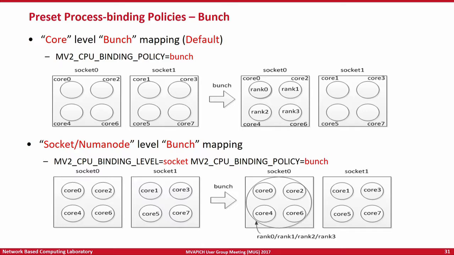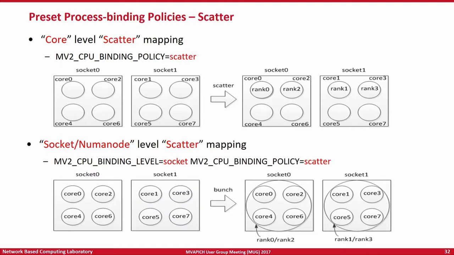We also have a scatter binding policy. If you look at bunch, you would see that all the ranks are bound down to socket 0. But if you look at scatter, you will see that it will be rank 0, then rank 1, rank 2 and rank 3, so it's in a scattered fashion. Again, you have a core level and socket level binding policy. Core level guarantees that the process is bound to a particular core, whereas a socket level policy only guarantees that a process is bound to one of these sockets.